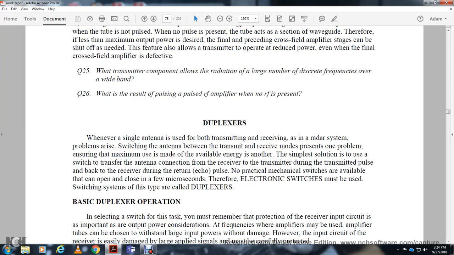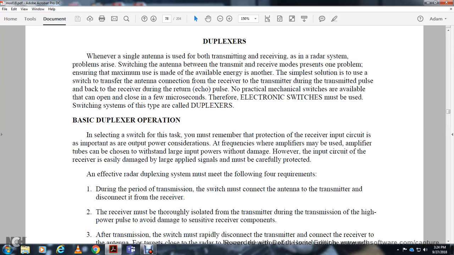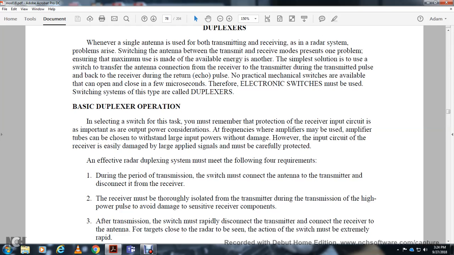The typical switching system is a type of duplexer. In the basic duplexer operation, when selecting the switch, you must remember that it protects the receiver input circuit from the high output power. The amplifier tube may withstand large input powers without damage. However, the input circuit of the receiver is easily damaged by large amplitudes, so the signal must be carefully protected.